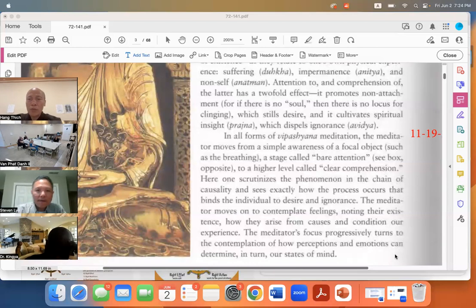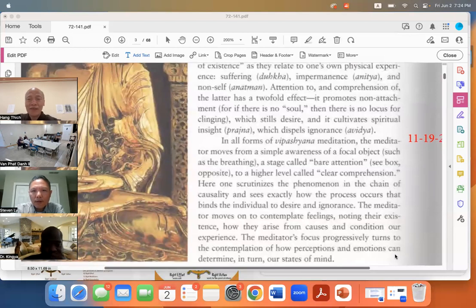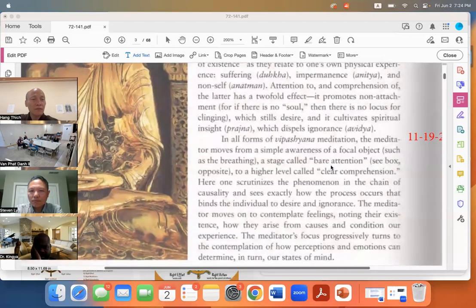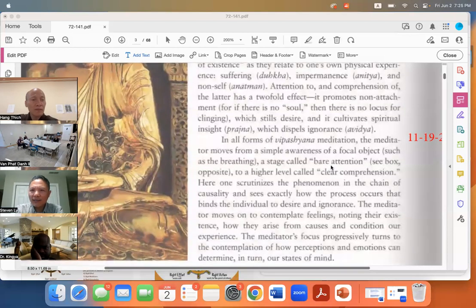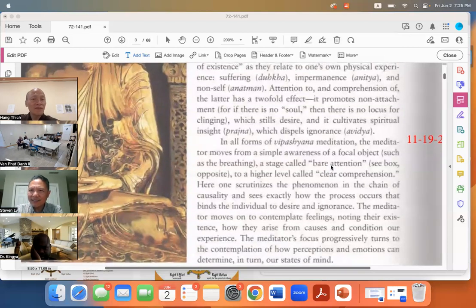Do you understand what bare attention means? What does it mean? Right here, bare attention, what does it mean? Like just plainly, kind of like trying not to think too hard, I guess, in a sense. I didn't quite grasp that. No.